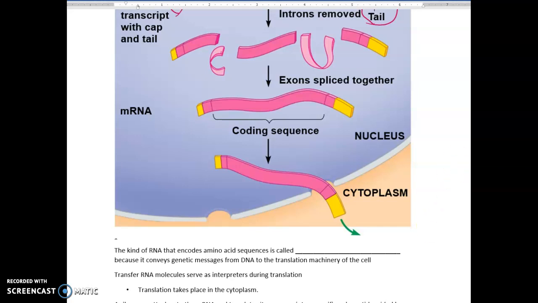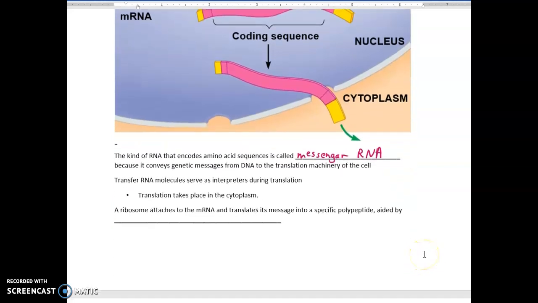And we call this messenger RNA. We're going to have 3 different types of RNA. And that's because it conveys the genetic message from the DNA to the ribosome and the translational machinery of the cell. The second type of RNA we're going to have is tRNA, and this is transfer RNA.